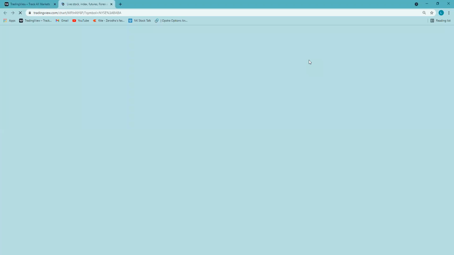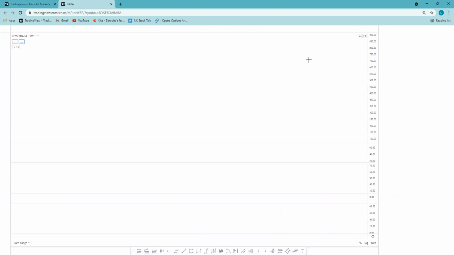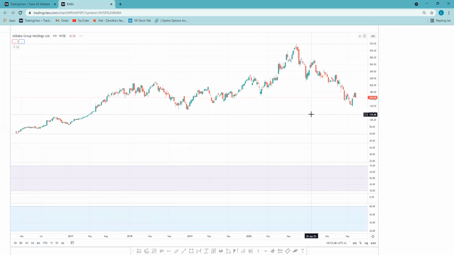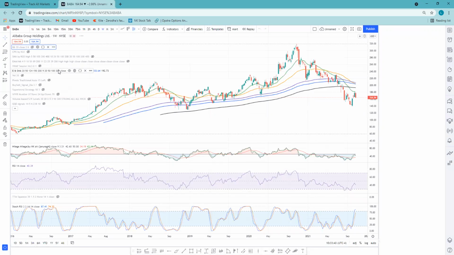So just one question: how do you guys see the chart? Anybody want to share their experience, and then I'll say how I see my chart. What do you look for first? For example, if I want to see Baba, and this is Baba, right, how do you see the chart first? What do you look for?